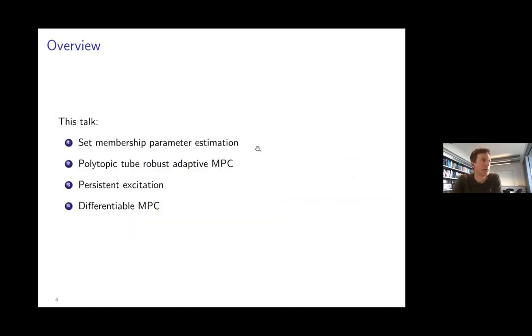In this talk, I'll start by describing the set membership parameter estimation that's really key to the application of robust MPC in this context. I'll then briefly talk about a tube robust MPC algorithm that we have developed for use in adaptive MPC. Then I'll discuss persistent excitation, how we can ensure that the closed-loop system will have sufficient information that we can actually asymptotically identify some parameters of the plant. And I'll finish off by talking about extensions to more general parameter estimation methods.